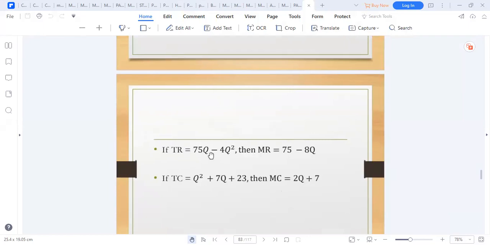So if we have a function like TR is equal to 75Q minus 4Q squared, the marginal revenue, differentiate 75Q, it would be 75. 4Q squared would be 8Q. The total cost, it is 1Q squared plus 7Q plus 23. Marginal cost will become 2Q plus 7. What happens to 23? It drops because it's a constant.